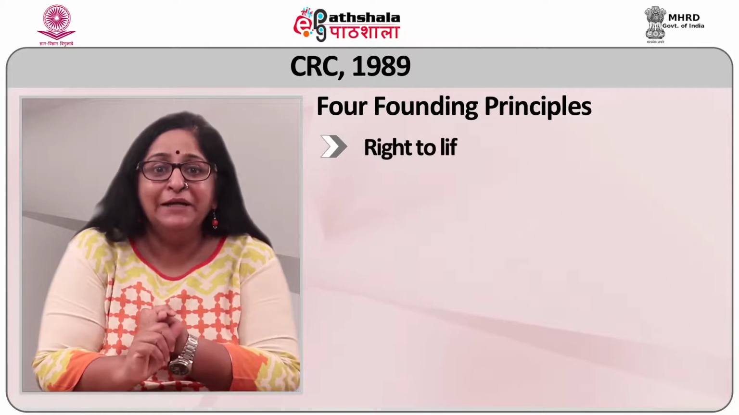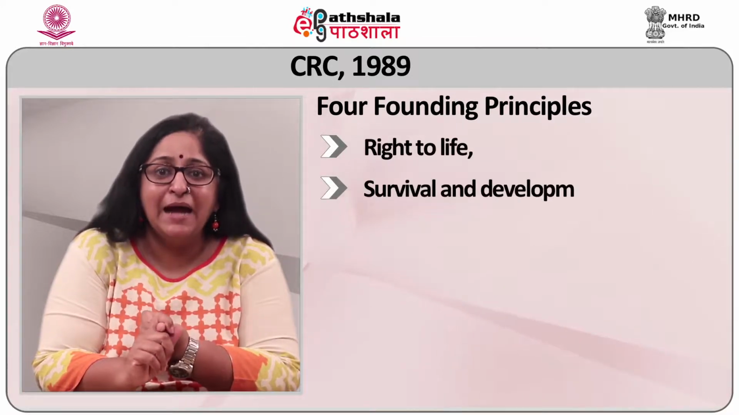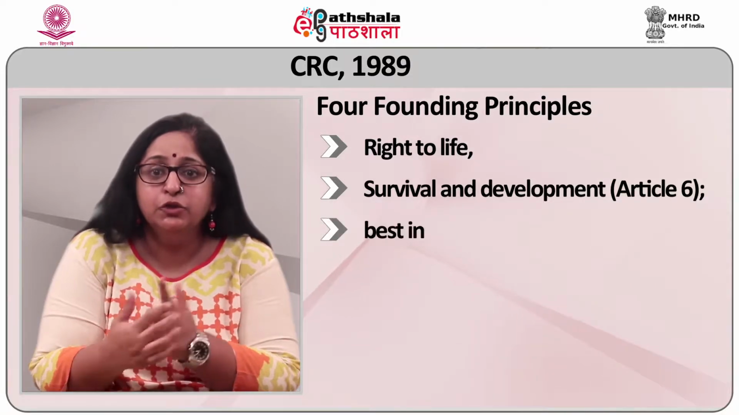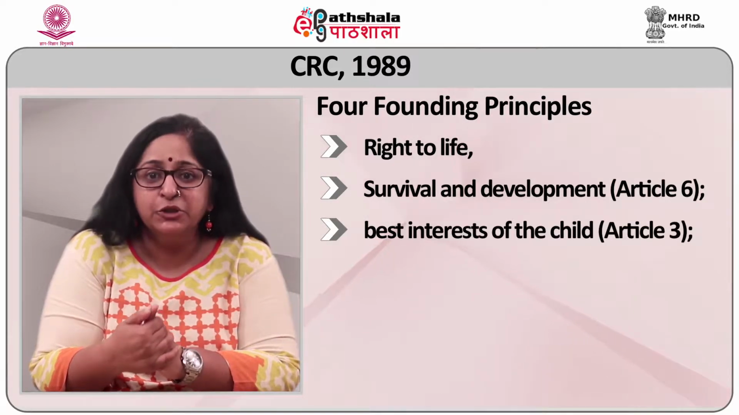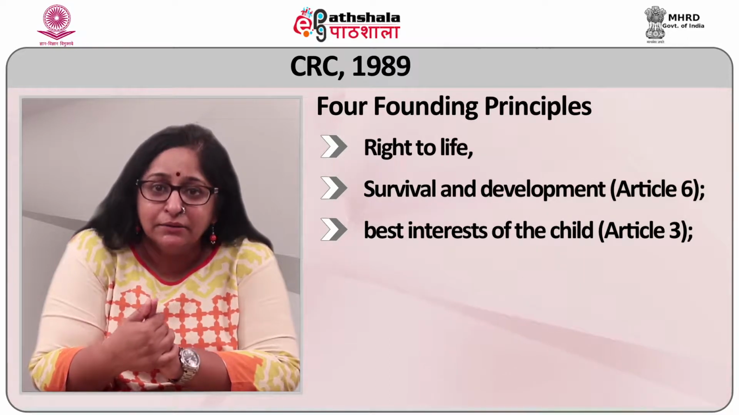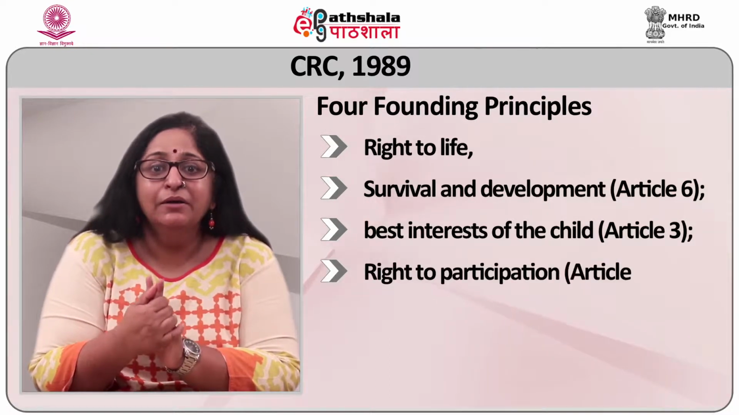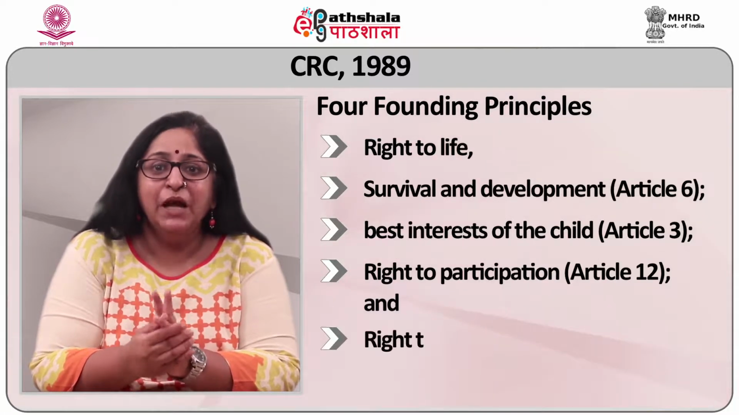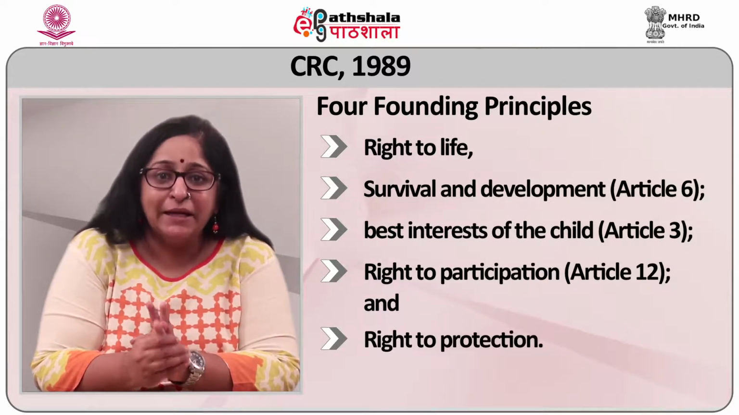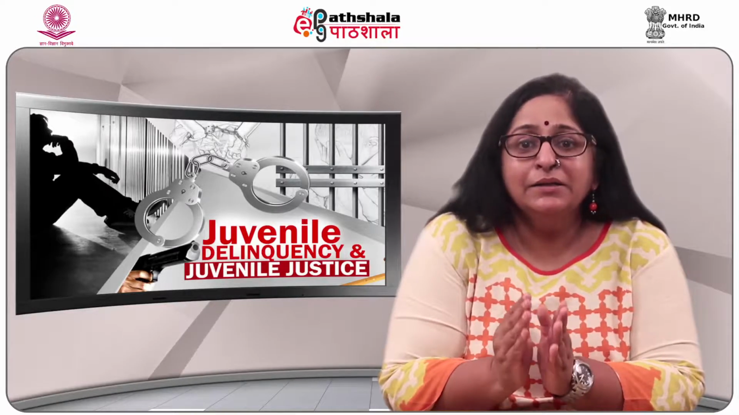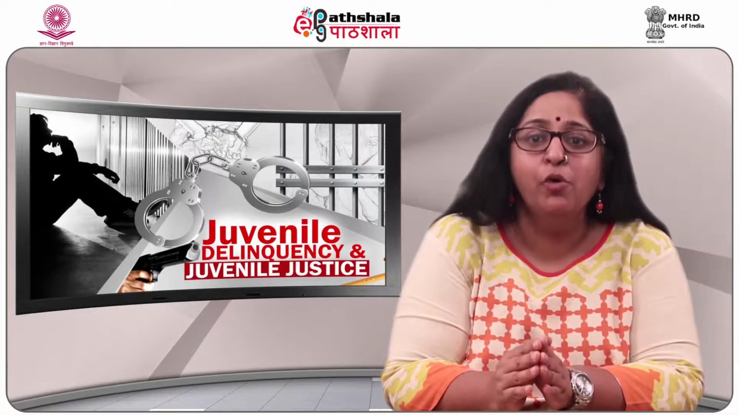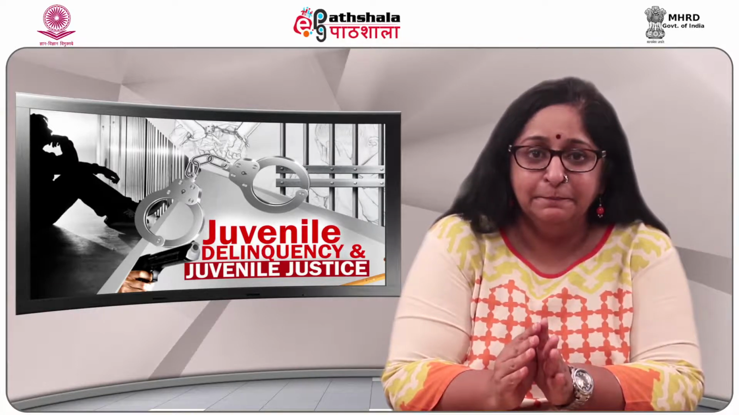First, right to life, survival and development, which is stated in Article 6. Second, best interest of the child, which is stated in Article 3. Third, right to participation, which is stated in Article 12. And fourth, right to protection. The CRC defines children as persons below 18 years of age.